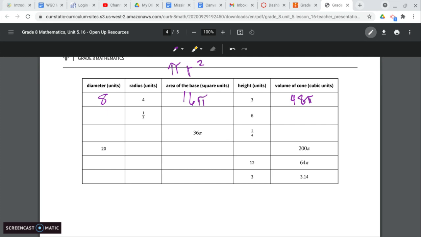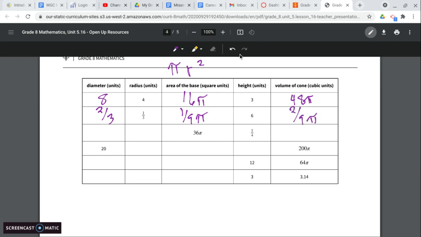Then the next one, we have a radius of 1/3, so the diameter would be twice that, 2/3. 1/3 squared is 1/9. Remember, it goes to both the numerator and denominator. We square each. And then 1/9 pi times 6 would be 6/9. Oh, whoops, I forgot. I was doing cylinders. Whoops. So we forgot the 1/3. So 6/9 and then divide that by 3 and we'll get 2/9 pi.